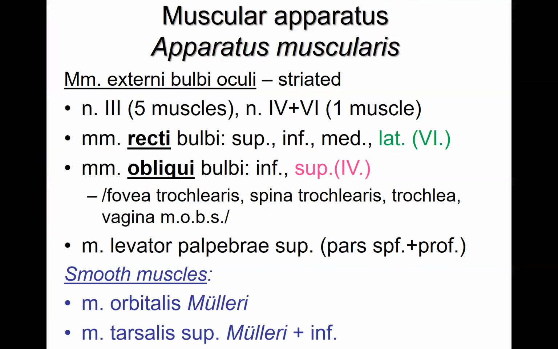Okay, figures for the same. Histology. Muscles.